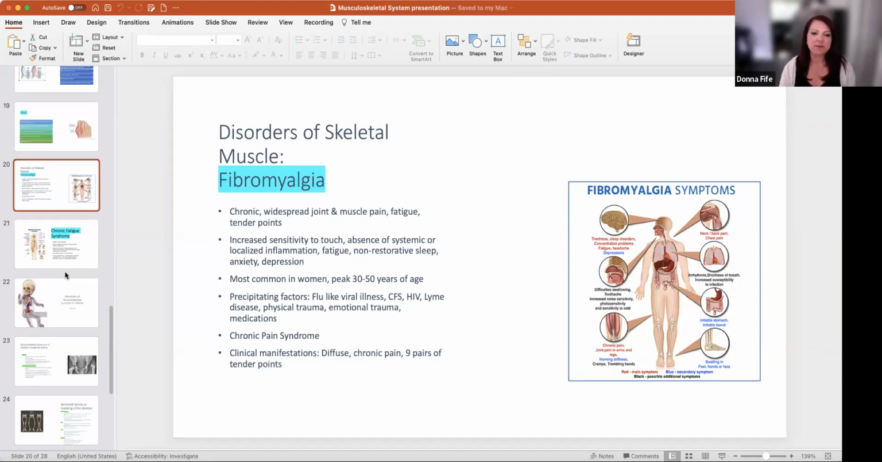Precipitating factors can bring this on, such as the flu or a viral illness, chronic fatigue syndrome, HIV, Lyme disease, physical trauma, emotional trauma, and medications. This is considered a chronic pain syndrome. And clinical manifestations are diffuse chronic pain in the 9 pairs of tender points.